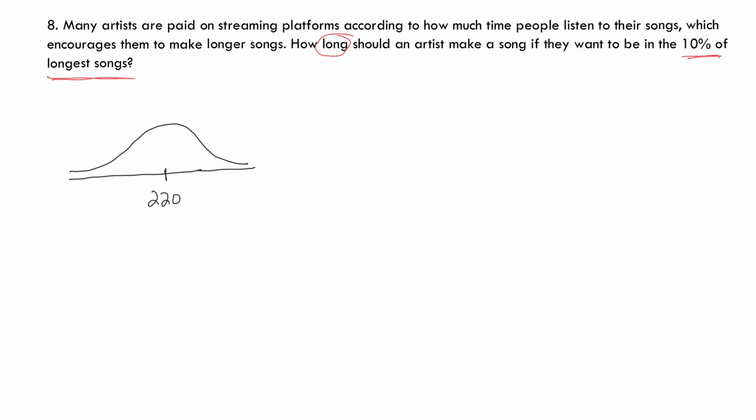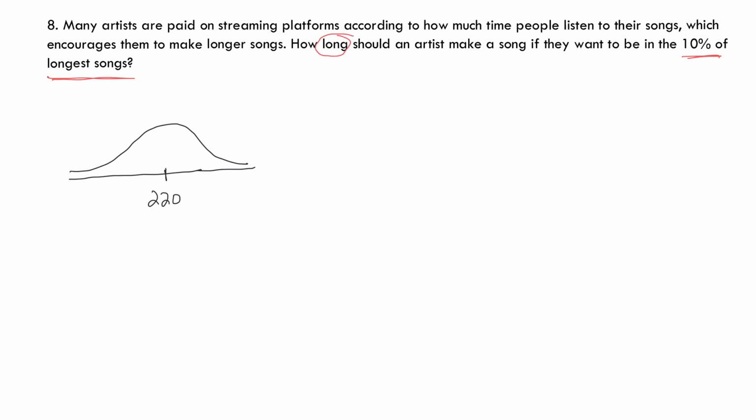But you have to pay attention because this 10%, it says that it has to be on the longest side, the longest song on that list. So if you look at the time and you make sense, let's use common sense here. Well, below 220, that means that it's a short song. Shorter song is on the left side. And more than 220, that's going to be a longer song.